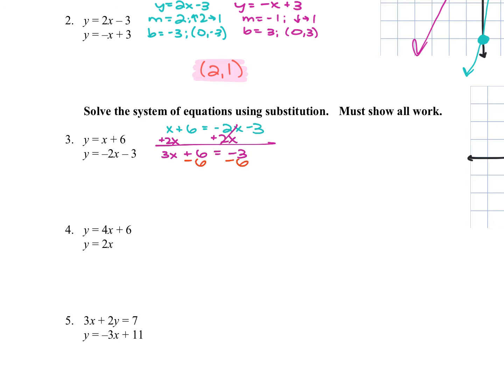We're going to subtract the 6 from each side, and this is going to give us 3x is equal to negative 9. From here, we're going to divide each side by the 3, and we get that x is negative 3. If we have that x is negative 3, which of the two did you want to substitute the negative 3 into, the top or the bottom? You want to do the top. So y is equal to x, which is negative 3, plus 6. The negative 3 plus 6 gives us positive 3. So this is just negative 3, 3.